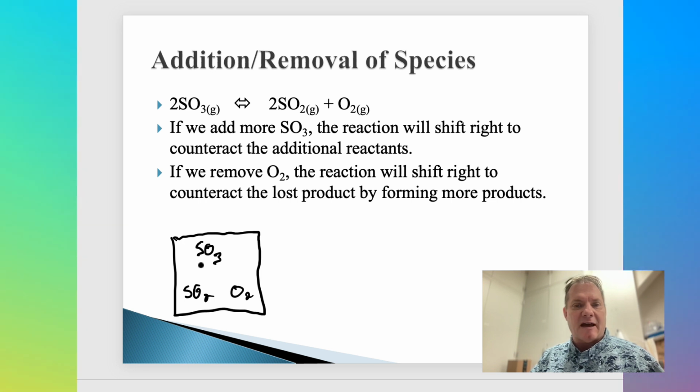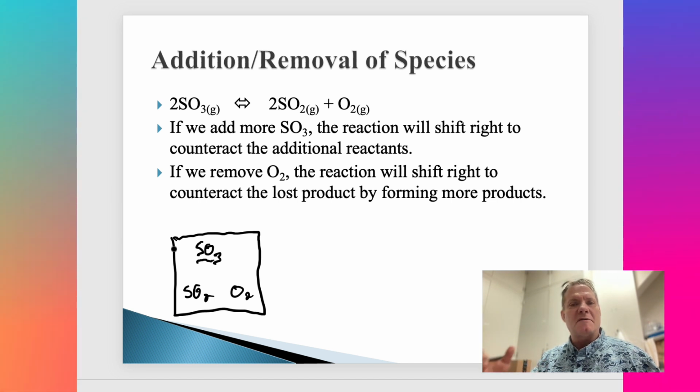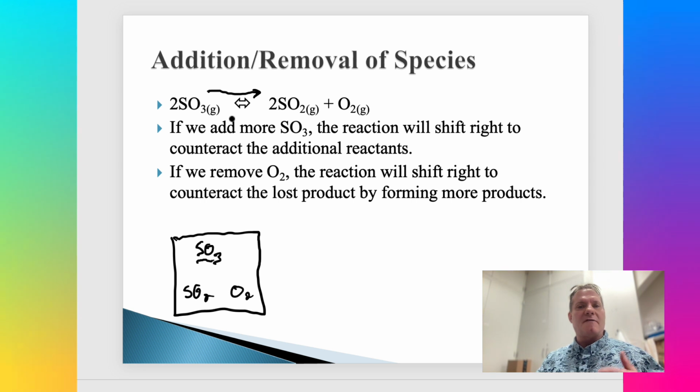Imagine for a second that I were to increase the amount of sulfur trioxide. We know that equilibrium is based on reaction rates. If I increase the concentration of sulfur trioxide, that would mean that the reaction would have to proceed forward to get rid of the sulfur trioxide that I added, thus increasing the rate of sulfur dioxide and oxygen, while decreasing the rate of the sulfur trioxide until equilibrium is reestablished.